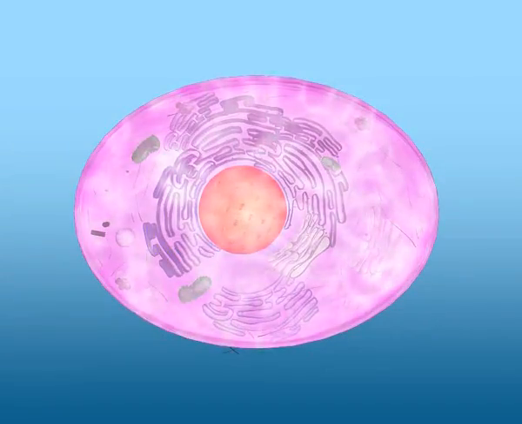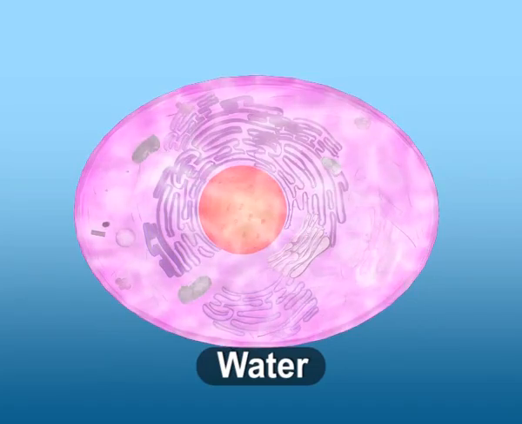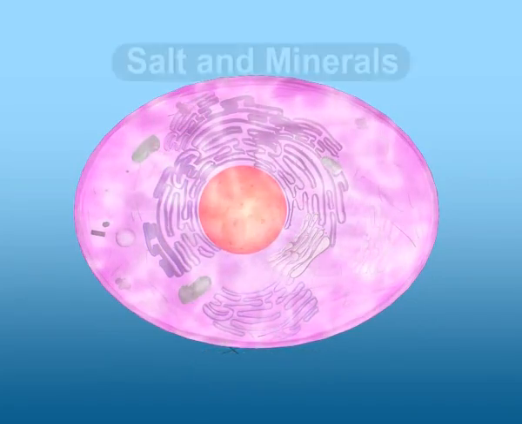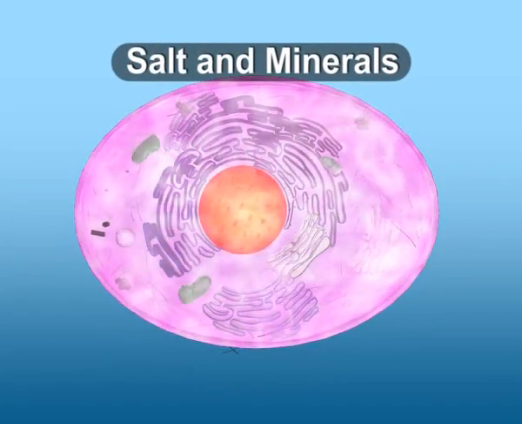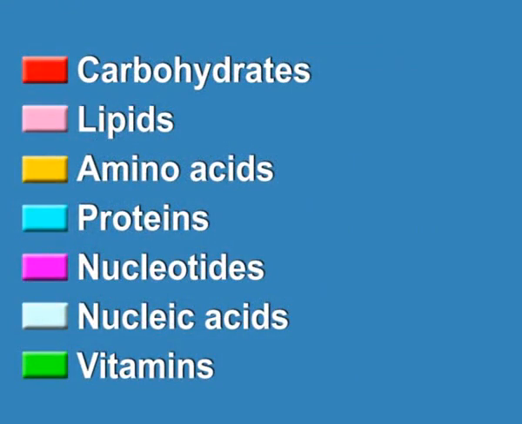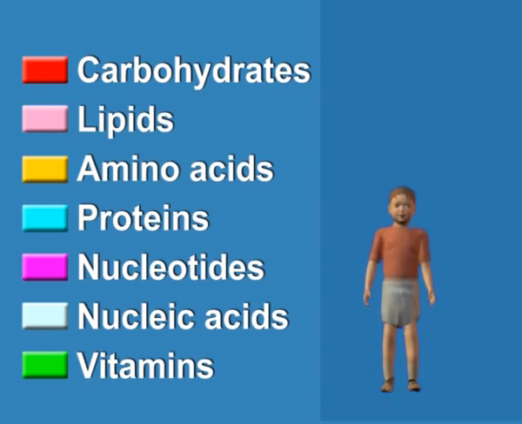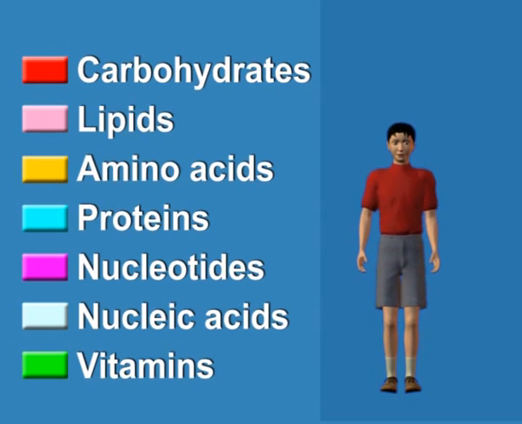Of all the inorganic materials, water is the most important. Other inorganic substances are salts and minerals. Organic compounds include carbohydrates, lipids, amino acids, proteins, nucleotides, nucleic acids, vitamins, etc. These biomolecules play an important role in the structure and functions of living organisms.